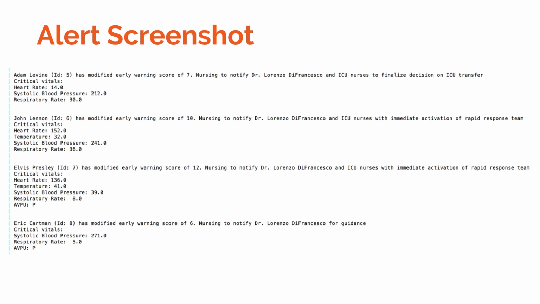This is the alert screenshot when we run our system. The critical vital section shows the values for that patient that were used in calculating the score. For example, patient with ID 5, Adam Levine, has a modified early warning score of 7. Under the critical vital section, it does not display all the values, only the values that were critical and were used in calculating the score. You can see that depending on the score, a different alert has been printed.